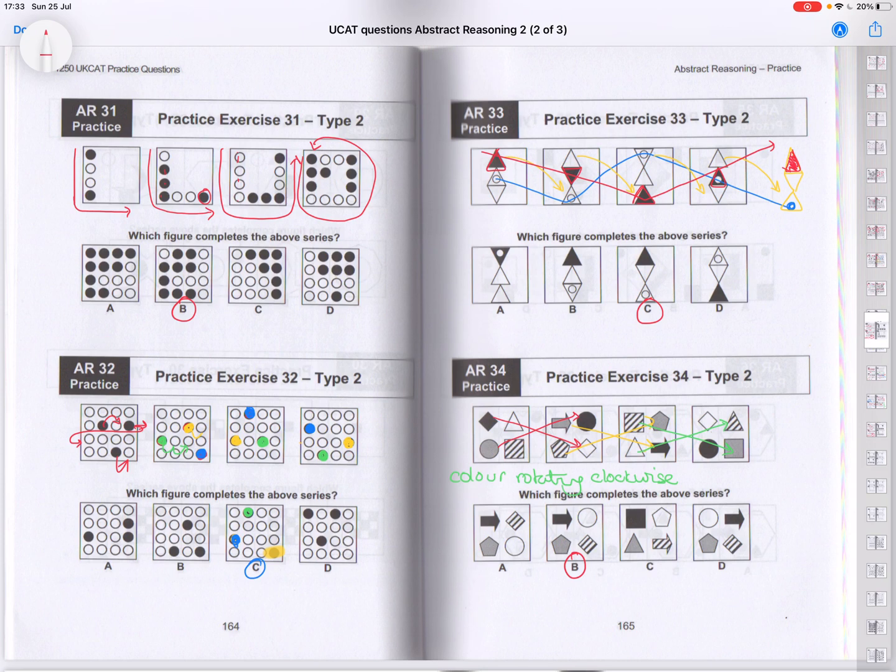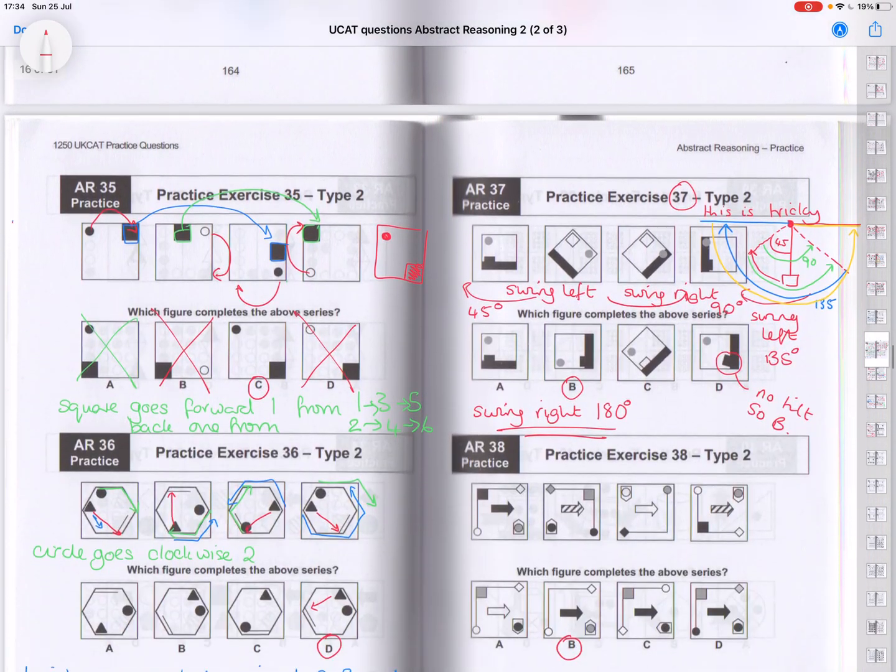In exercise 34, the correct answer is B, and what we have here is the colour rotating clockwise. And then there's kind of an extended switch over with the objects, because two objects are coming in and two of them are moving out as we move along. When I say the colour rotating clockwise, that includes the striped objects as well. So that gives you answer B.